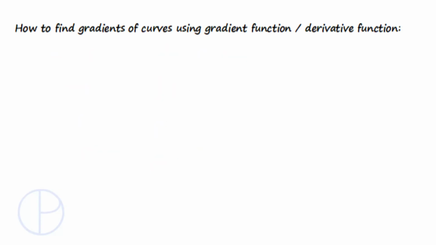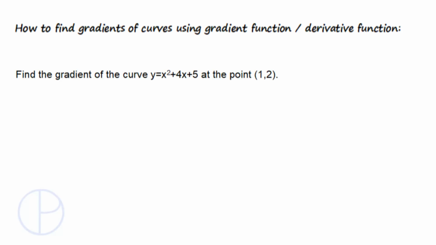Now, when we get a gradient function or a derivative function of a curve, how do we find the gradient from this? Substitute the x coordinate into the gradient function to find the gradient of the curve at that point. Now let's look at this example. Find the gradient of the curve y is equal to x square plus 4x plus 5 at the point 1, 2.